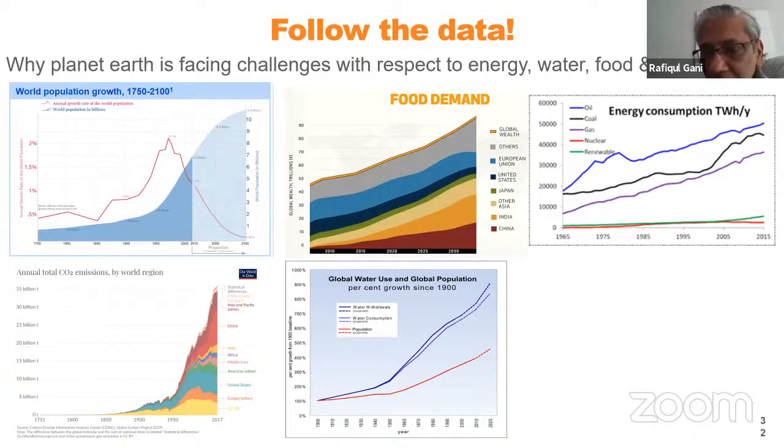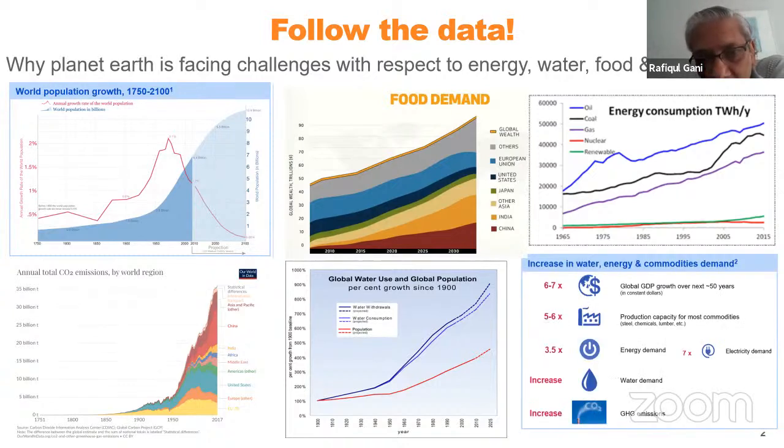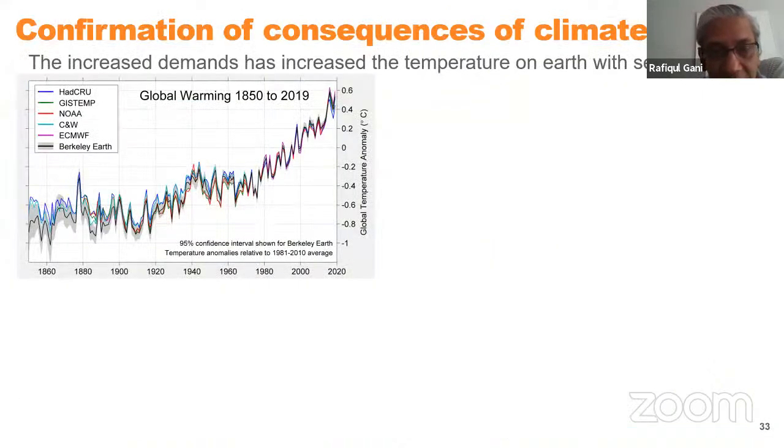And what does this mean? It means that with such growth of population, the GDP has to increase, the production capacity with respect to cosmetics and other things, consumable things, need to increase. That will increase the energy demand, the electricity demand, the water demand, and will increase the emissions. So what does it mean again? This is again data. The Earth's temperature is increasing, and we need to do something to decrease that.